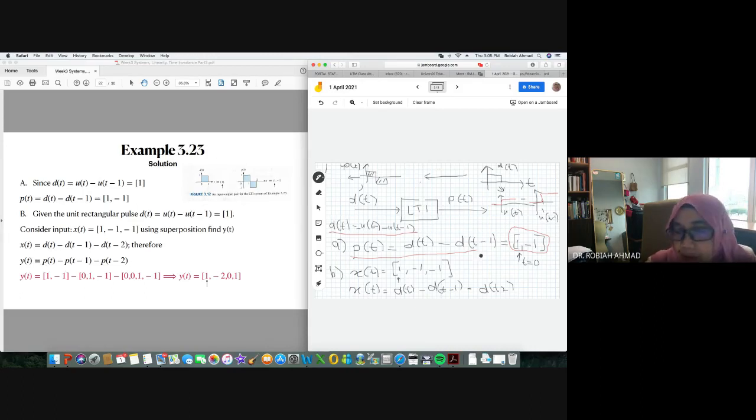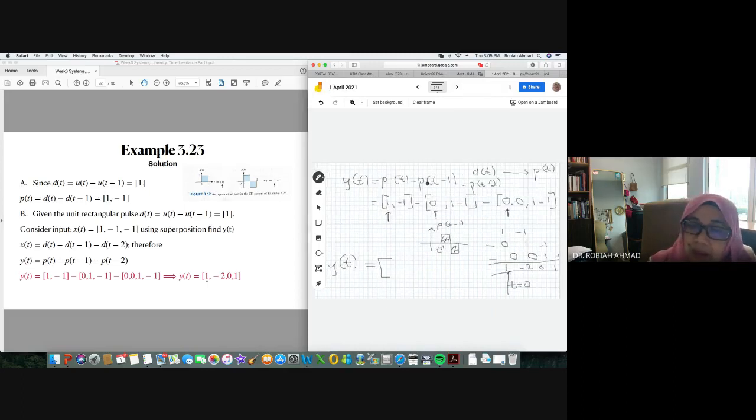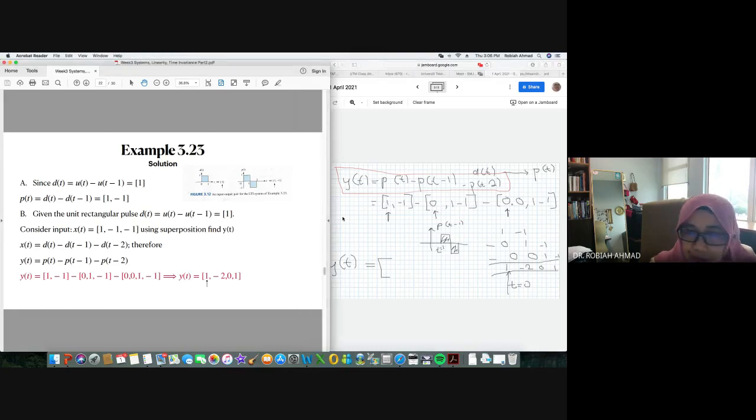Okay, now to find y(t) in terms of p(t), we substitute. So we now have the relationship. This one is actually the relationship and the superposition from earlier. And now putting in that p(t), the value from earlier, so 1 minus 1, 0, 1, because this has shifted to 2. So finally we have this when we add up. Okay. What about example part C?